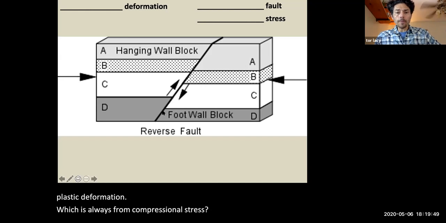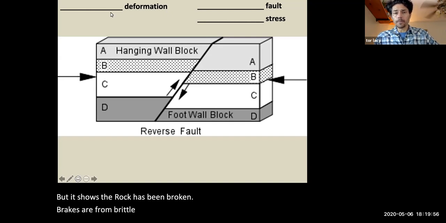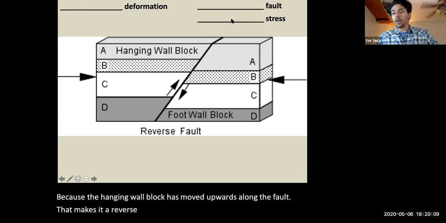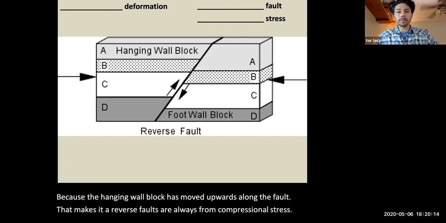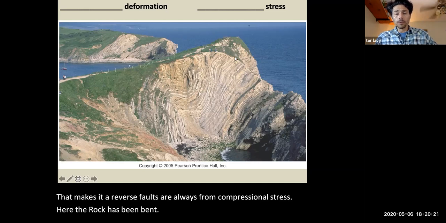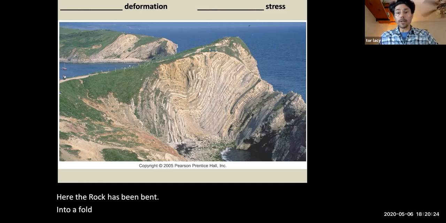This is just a drawing, but it shows the rock has been broken. Breaks are from brittle deformation. Because the hanging wall block has moved upwards along the fault, that makes it a reverse fault. Reverse faults are always from compressional stress. Here the rock has been bent into a fold. Folds are always from compressional stress.